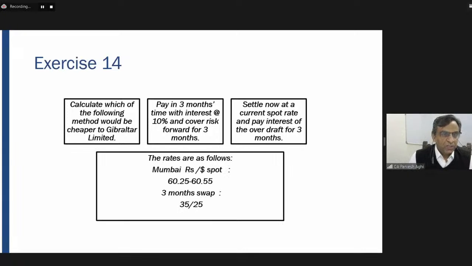The rates are as follows. Mumbai rupee dollar spot rate is 60.25, 60.55, and 3 month swap rates are 35.25. Look at the swap points, which are decreasing. Remember, that signifies that the dollar will depreciate in 3 months' time. You should take care that the swap points are not in increasing order; it is decreasing order.